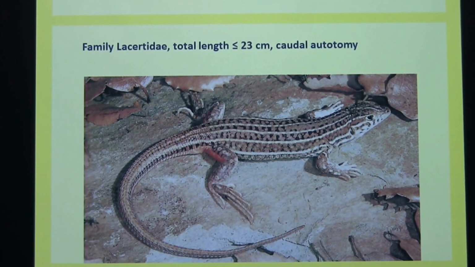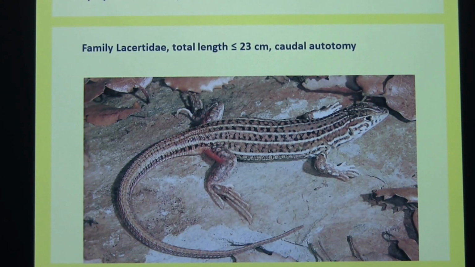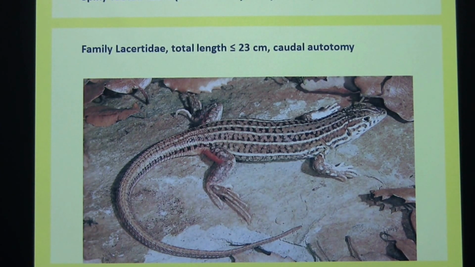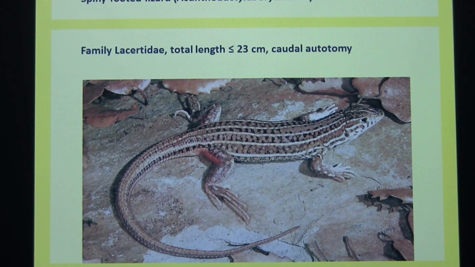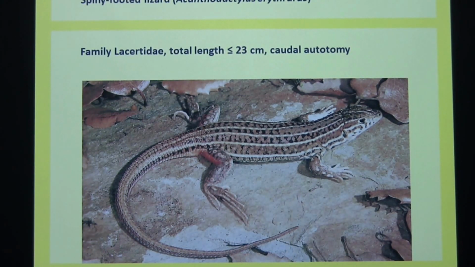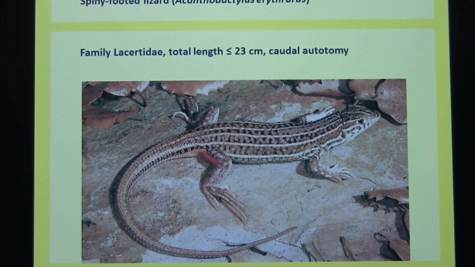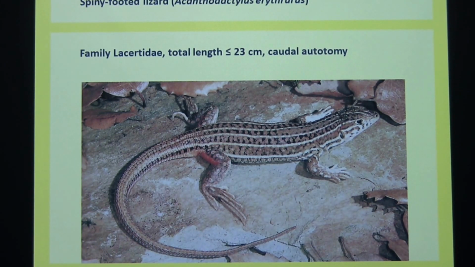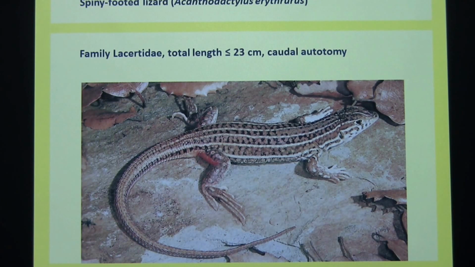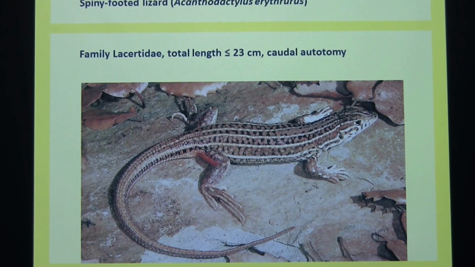After this introduction, I will talk about the spiny-footed lizard, the species I've been studying during the last years. It is one of the around 40 species of the genus Acanthodactylus within the family Lacertidae. Total length is up to 23 centimeters. Males are generally larger than females. And one characteristic of this and other species of lizards is tail autotomy, because the tail breaks when the predator grasps the tail, allowing the lizard to escape.